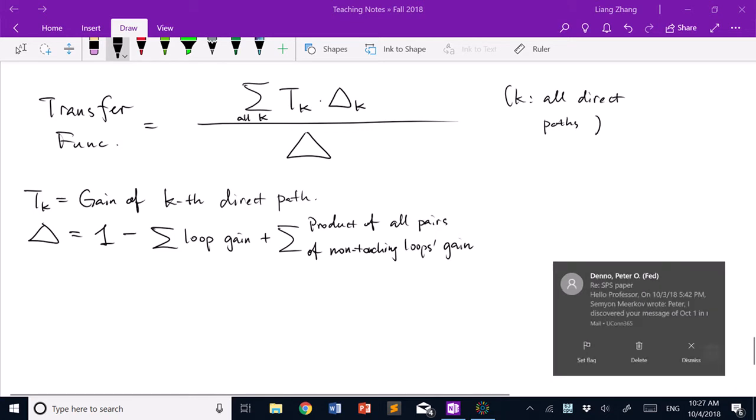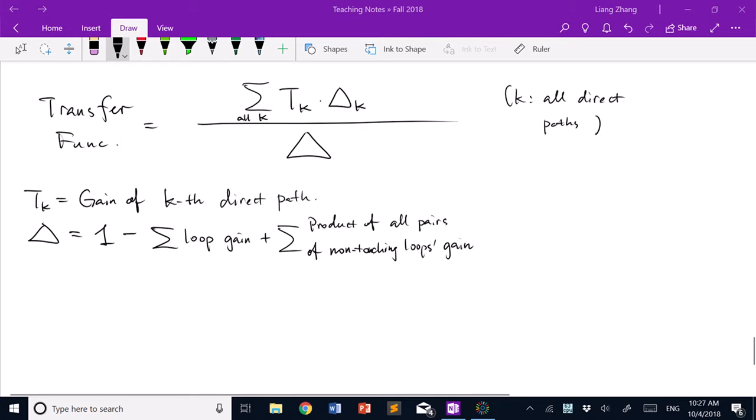Okay, but this is not the end. This is only one term. You have, as I said, so many terms involved. You have pairs of non-touching loops. You will have triples of non-touching loop gains. You can have quadruples of them, and so on and so forth. So we'll have minus, plus, minus.